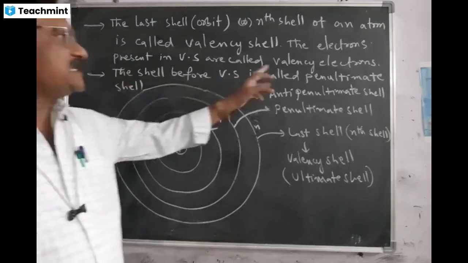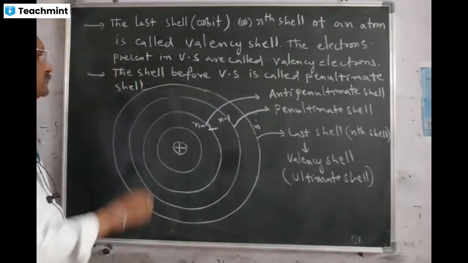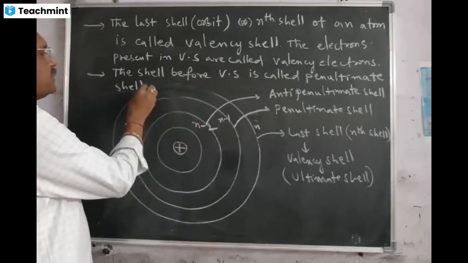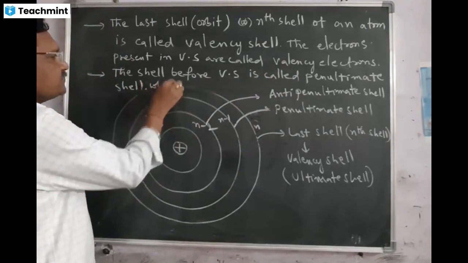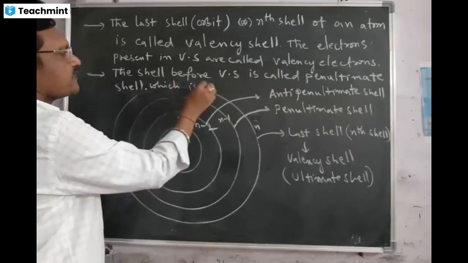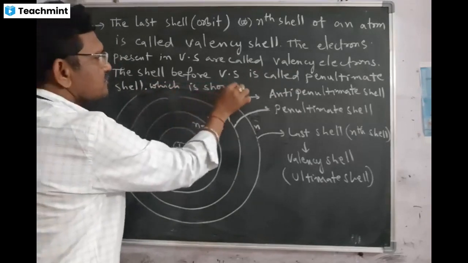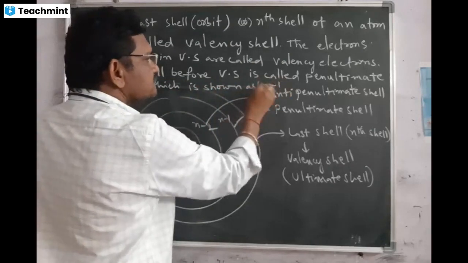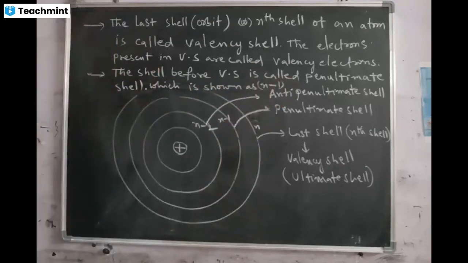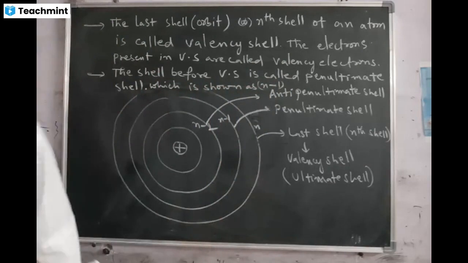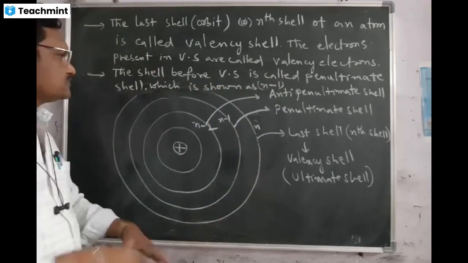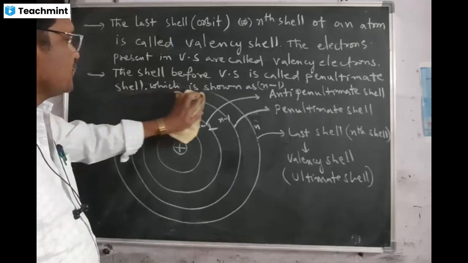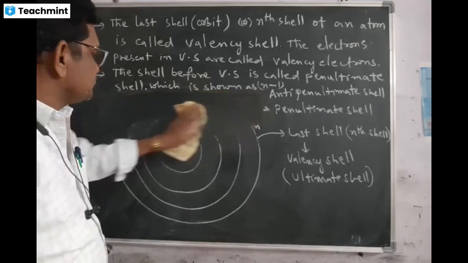This cell before the valence cell is called the penultimate cell, which is shown as n minus 1. That means the n minus 1 cell. Okay, I want to remove this.